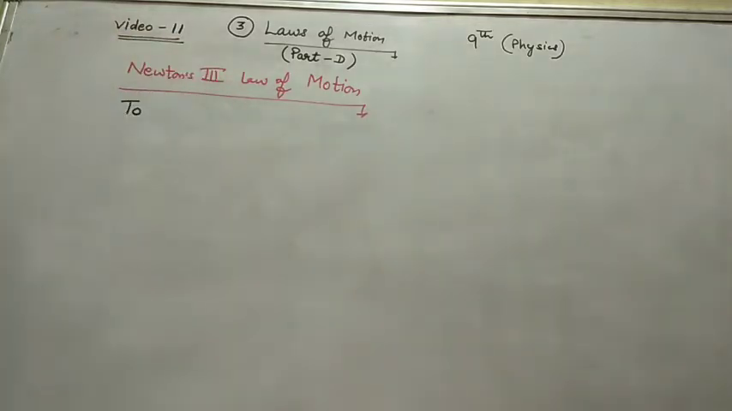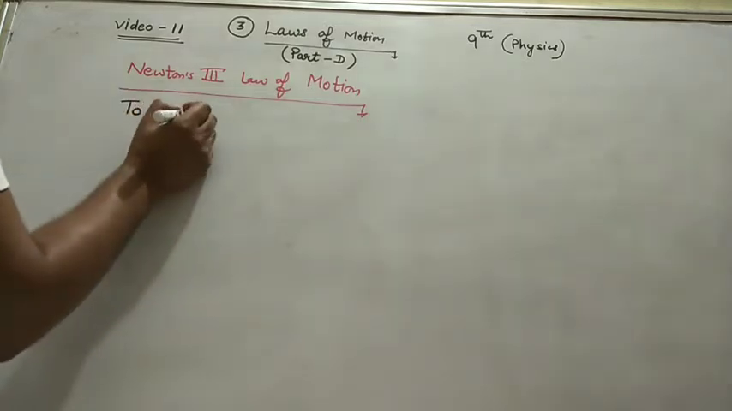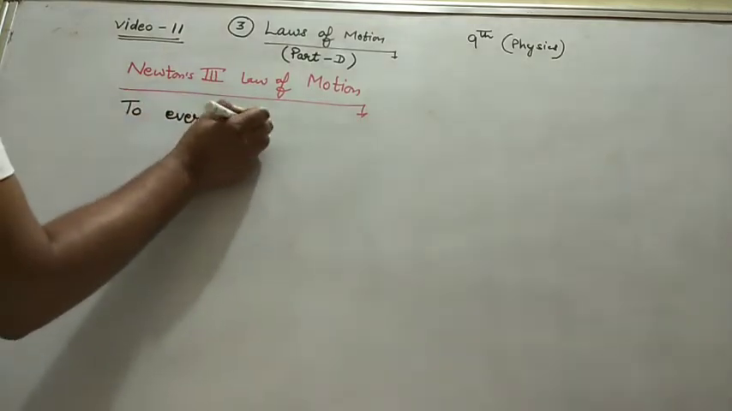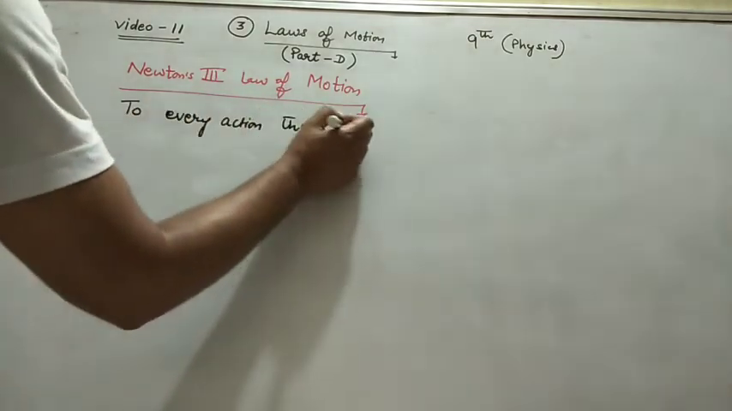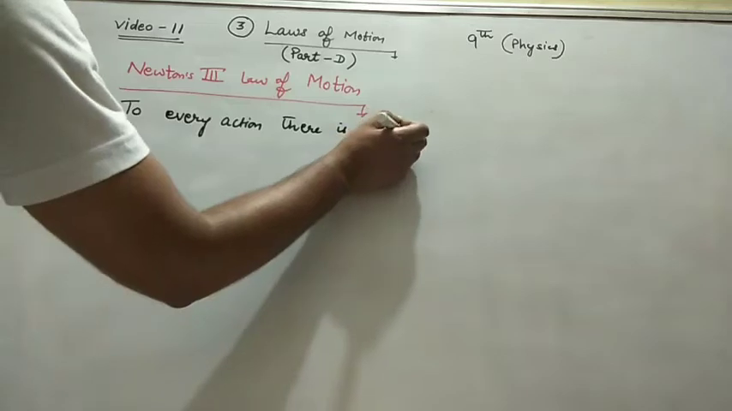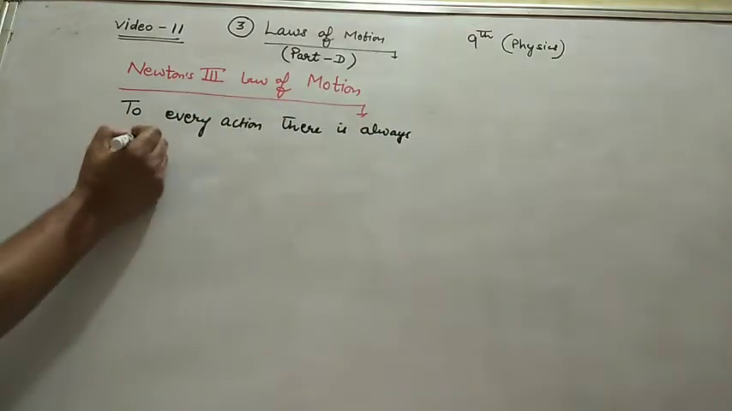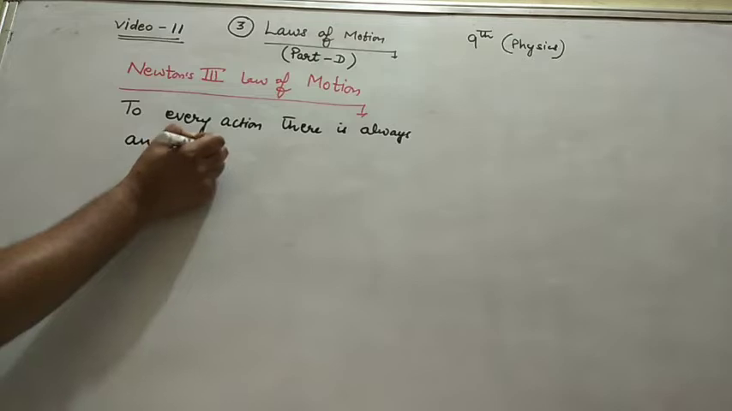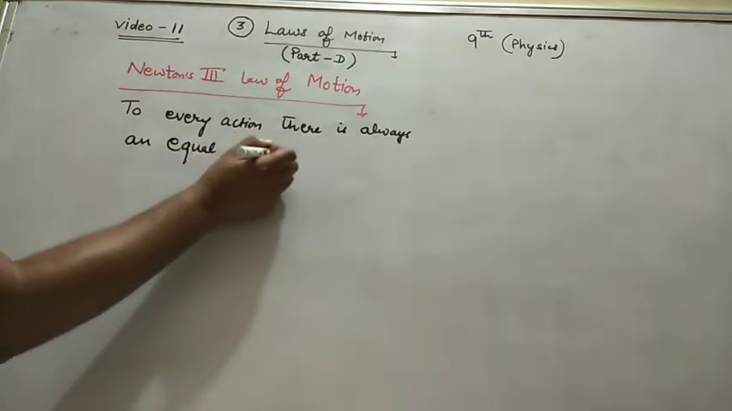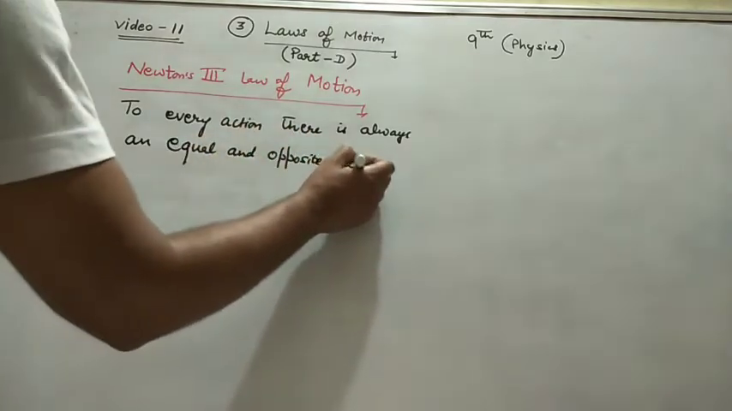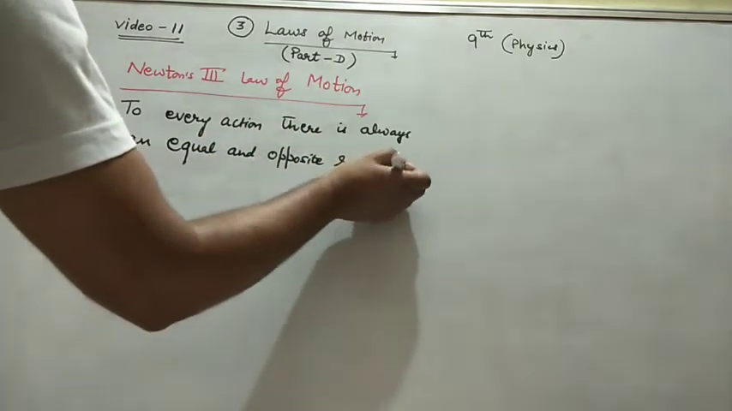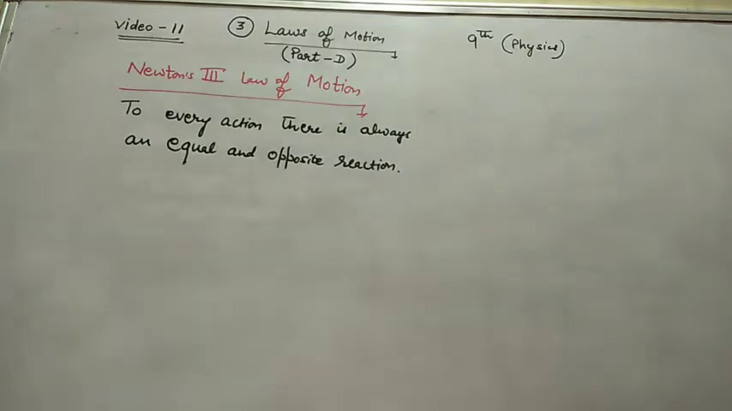According to the statement of this third law, to every action there is always an equal and opposite reaction. So in simple words, if there is action, there is a reaction also. Action and reaction always occur in pairs.